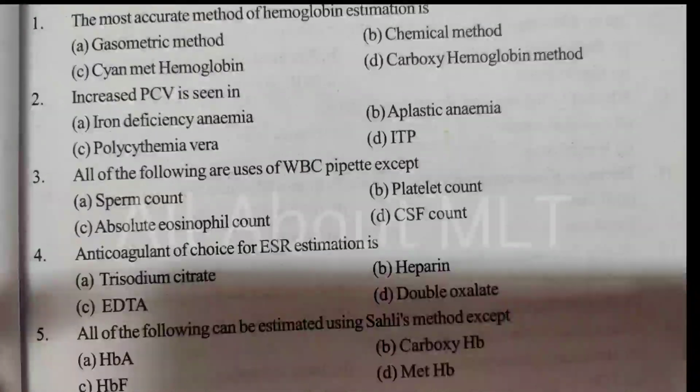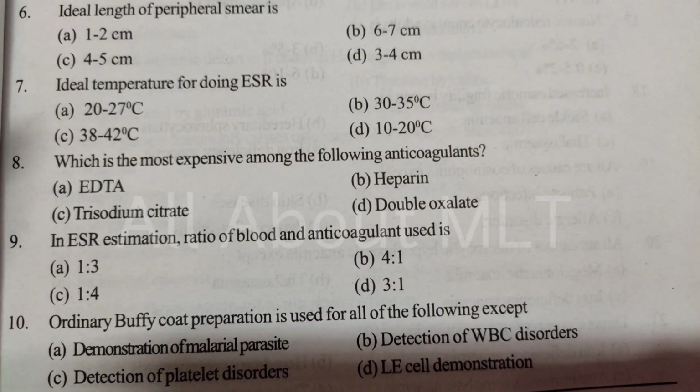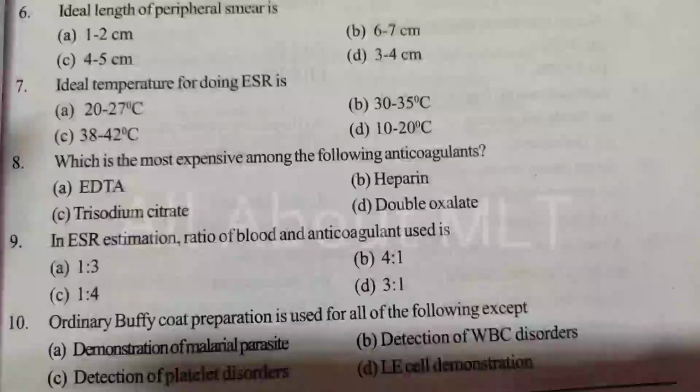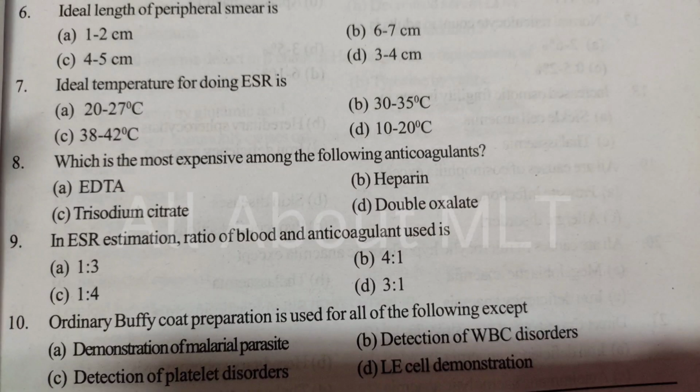All of the following can be estimated using Sahli's method except option A HbA, option B carboxy hemoglobin, option C HbF, option D meth hemoglobin, and the answer is option C HbF. Ideal length of peripheral smear is option A 1 to 2 cm, option B 6 to 7 cm, option C 4 to 5 cm, option D 3 to 4 cm, and the answer is option D 3 to 4 cm.